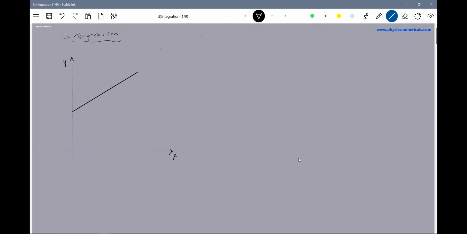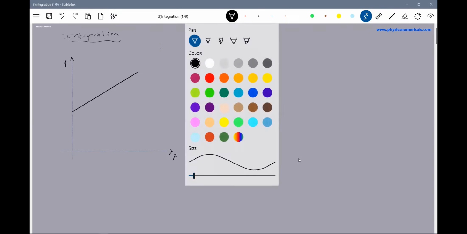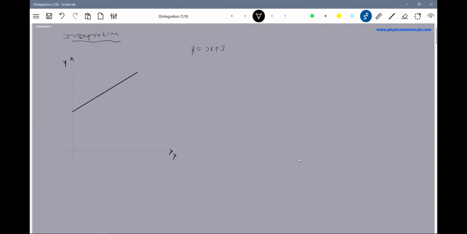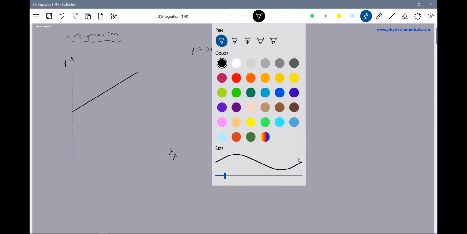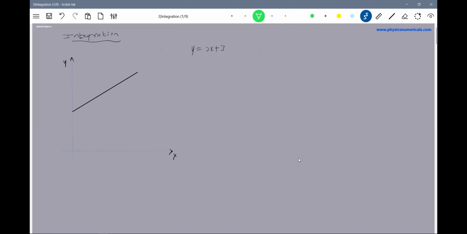So what is the straight line? Let it be y equal to 2x. What is the equation of the straight line? y equal to 2x plus 3. So the equation of the straight line is y equal to 2x plus 3. I'm writing that, we'll use this fluorescent color. So look at this, y equal to 2x plus 3.